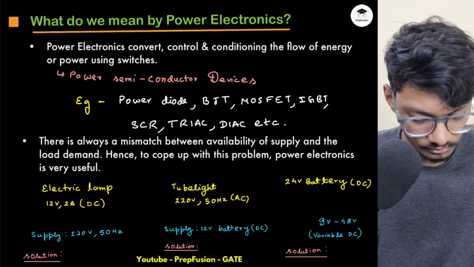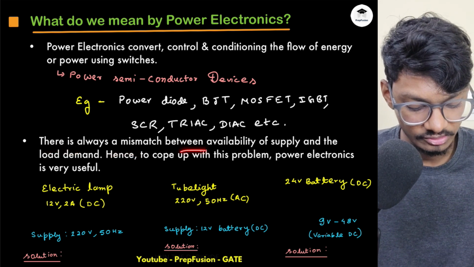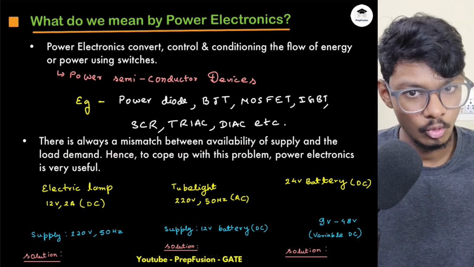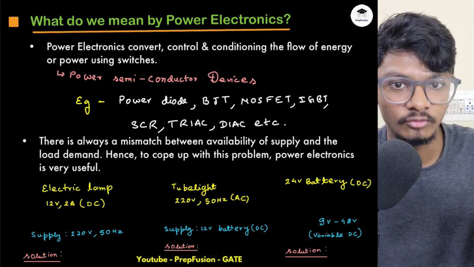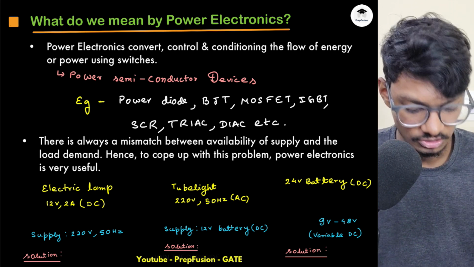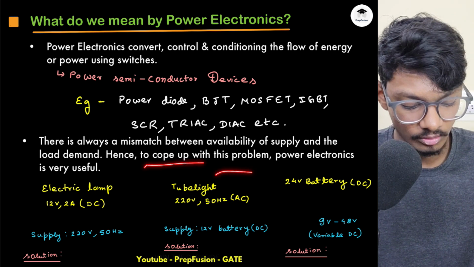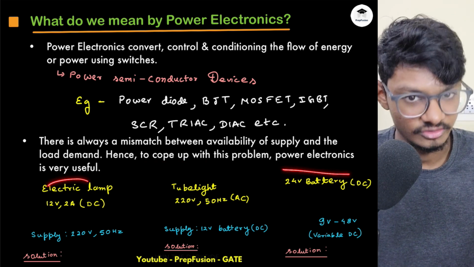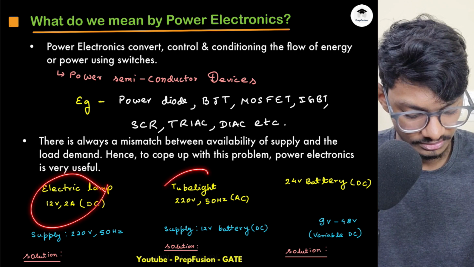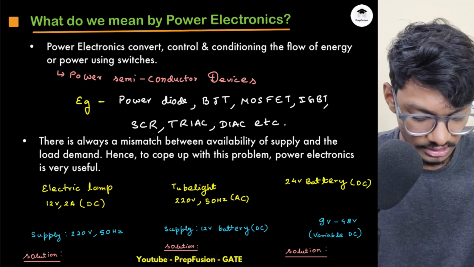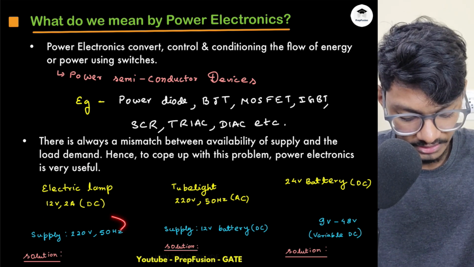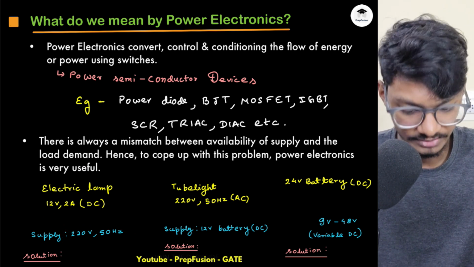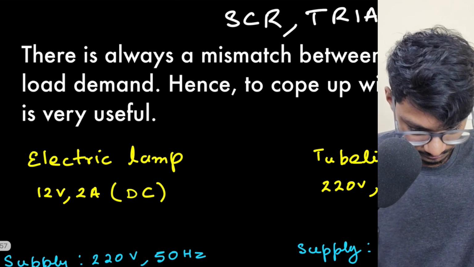Don't worry. There is always a mismatch between the availability of supply and the load demand, as I explained, right? I have a 230 volt AC supply, but I need 5 volts, 2 amps of current in my mobile phone to charge. So there is a mismatch. Hence, to cope with this problem, power electronics is very useful. Here I've given a few examples. Let's say I have an electric lamp which works on DC, 12 volts, 2 amps, but my supply is 220 volts, 50 hertz. So there is a mismatch, right?